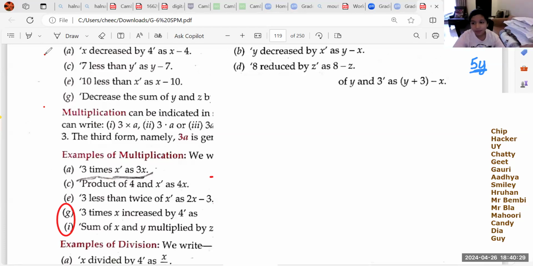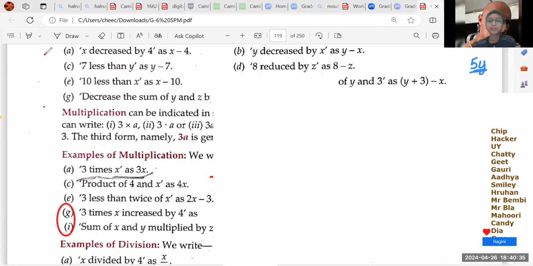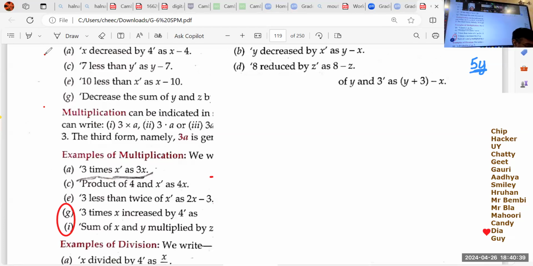Sir, maths has become letters now. Yes. And the physics has become numbers now. Yes. There are like thousands of formulas in physics.